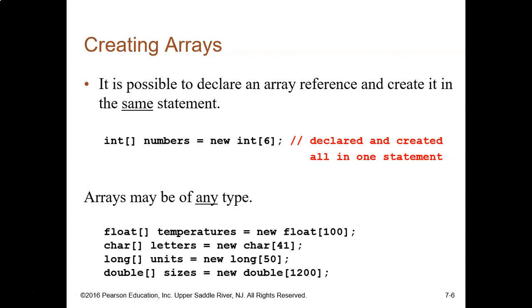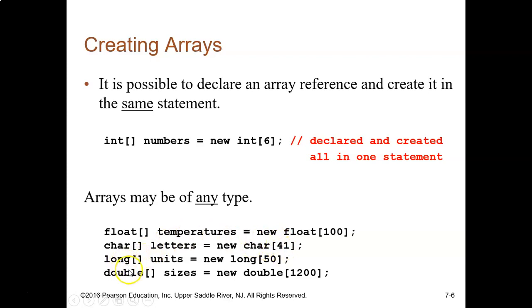As we said before, arrays can be of any data type. Here, let's look. We have a float called temperatures, new float, and we set it to size 100. Now we set this to size 100. What would the indice range be? It'll start at 0 and go all the way up to 99, but that will still hold 100 pieces of data, 100 elements. Here we have a character one-dimensional array called letters equals new char, and we set it to size 41. Again, what would the indices be? They would be from 0 to 40.